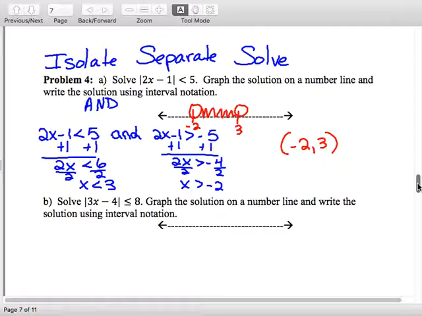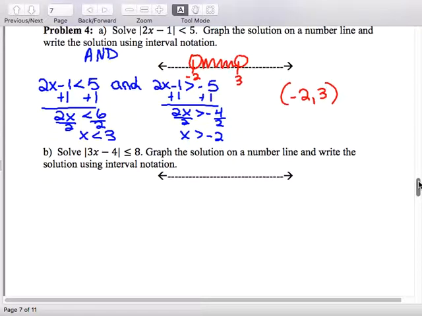All right, on the count of 3, I want you guys to say isolate, separate, solve with me. 1, 2, 3. Isolate, separate, solve. I want you to do that in B. This is still a less than, but it's a less than or equal to. So the only thing that's going to change is a closed circle and with brackets. So you guys try B. See how far you can get on your own.